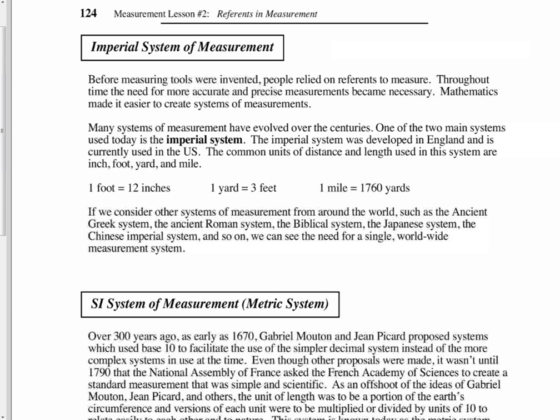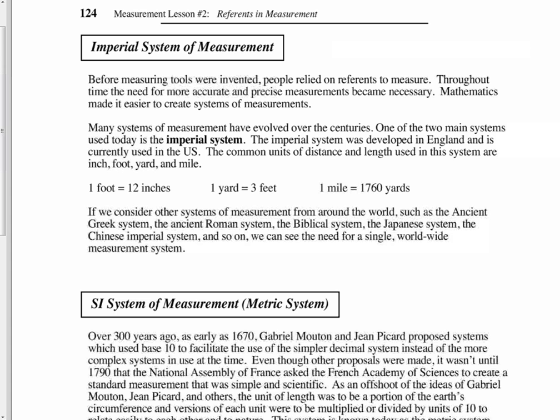Back in the day, the French and the English didn't get along so well. They had their own systems, right? The French is where the metric system came from. The British, the English, is where the imperial system came from. So today it's used in the States.